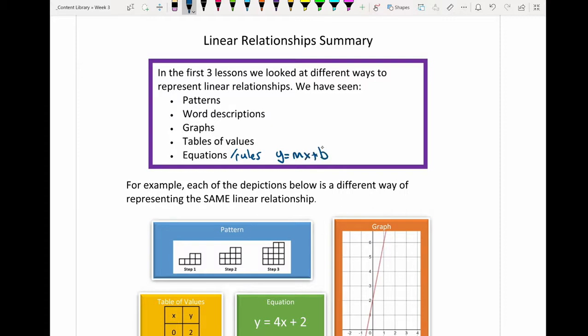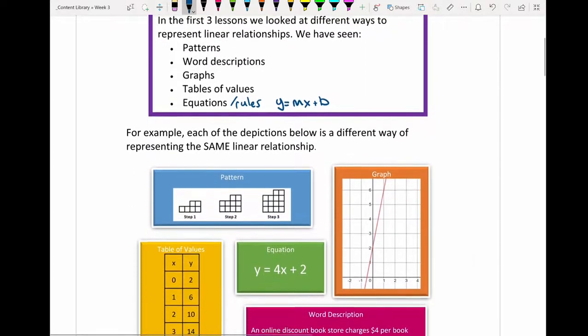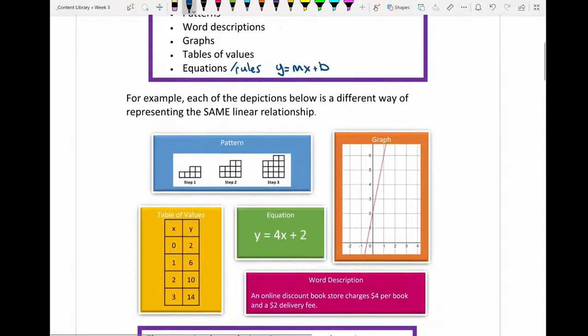Regardless of what the scenario was, our rule or our equation was always in this form. We may have seen things a little bit differently, like the y and the x may have been different variables, but we always had that general form. For example, below here we can see the same linear relationship depicted in 5 different ways. We see it as a pattern, a table of values, the equation, the graph, and the word description.